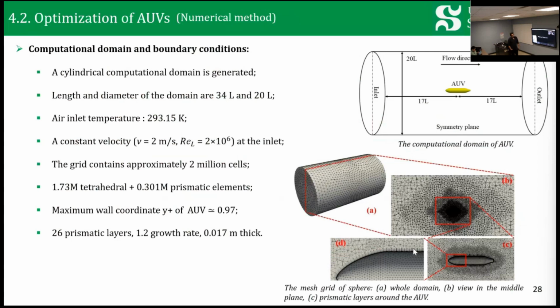It is embedded in a cylindrical computational domain, which is aligned with the midsection of the AUV. A velocity of 2 meters per second is imposed at the inlet, and we also create an unstructured mesh with 26 prismatic layers for the geometry.